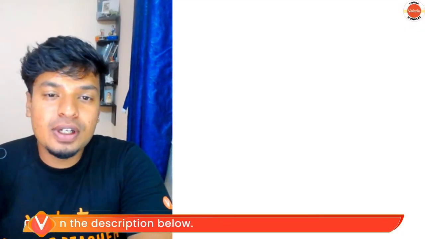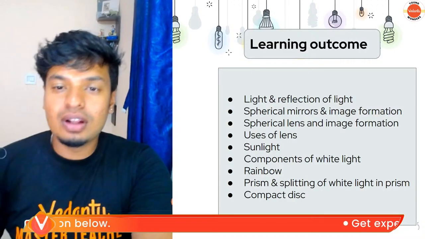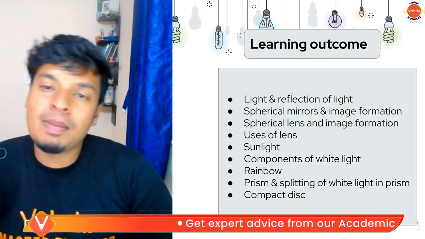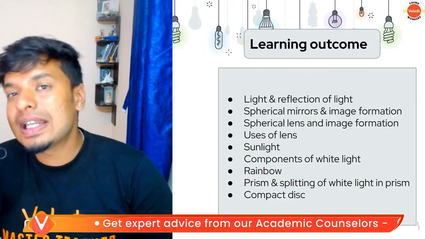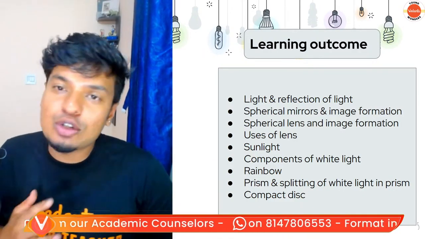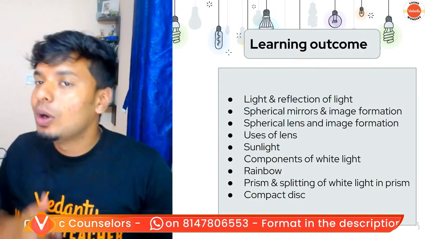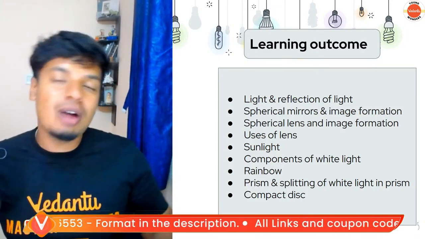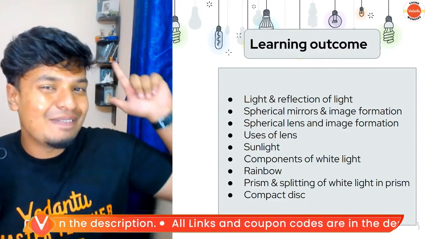Okay, let's go for today's topic. So light and reflection, we learn about that. We learn about spherical mirror and image formation, spherical lens and image formation, uses of lens, sunlight, components of white light, rainbow, prism, compact disc. Oh my god, so many topics. Can we do it? We will do it.